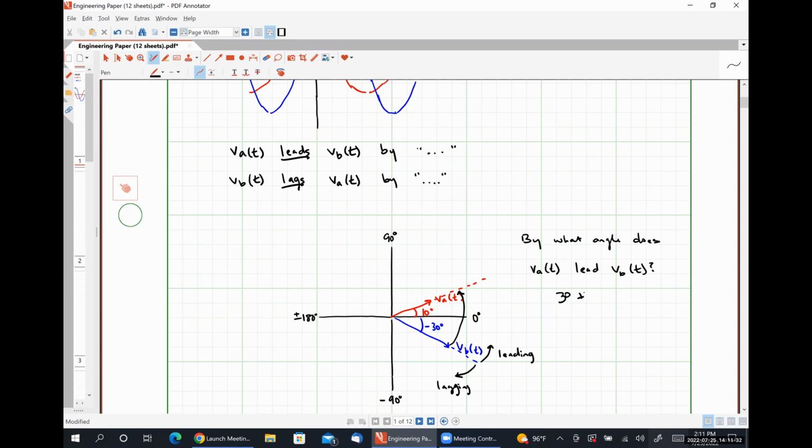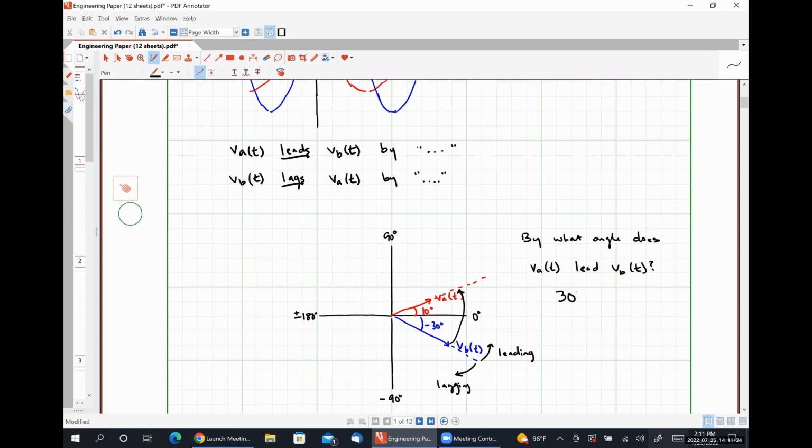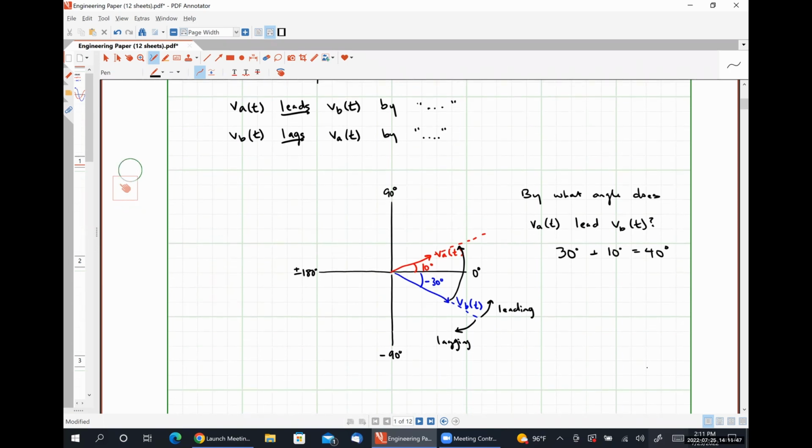Okay, so in this case, we would have 30 degrees plus 10 degrees is equal to 40 degrees. So VA leads VB of T by 40 degrees.